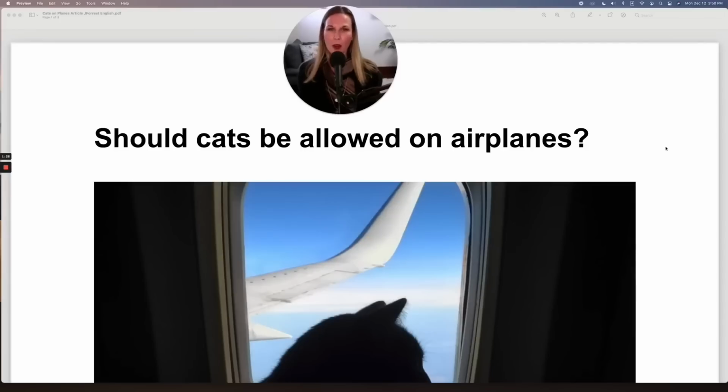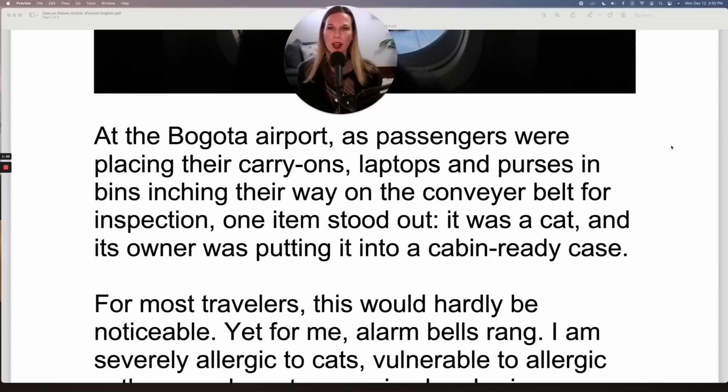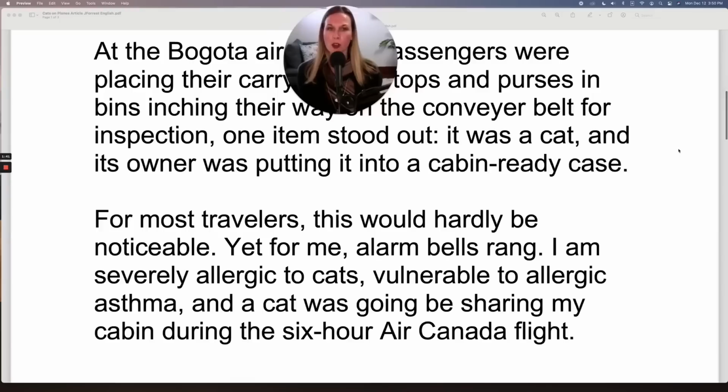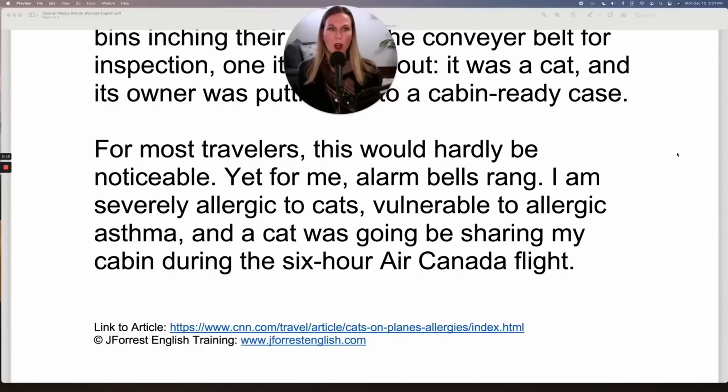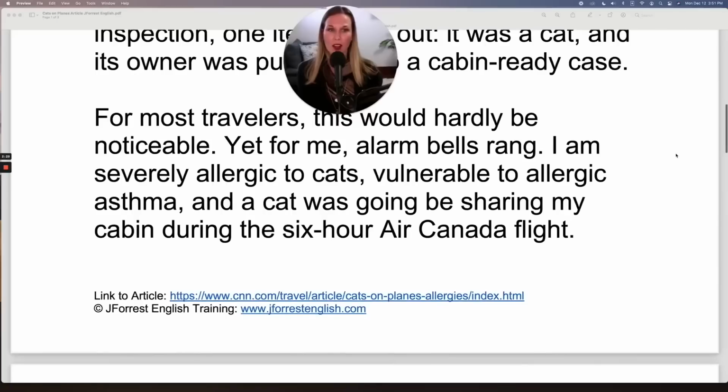Should cats be allowed on airplanes? At the Bogota airport, as passengers were placing their carry-ons, laptops, and purses in bins, inching their way on the conveyor belt for inspection, one item stood out. It was a cat, and its owner was putting it into a cabin-ready case. For most travelers, this would hardly be noticeable. Yet for me, alarm bells rang. I am severely allergic to cats, vulnerable to allergic asthma, and a cat was going to be sharing my cabin during the 6-hour Air Canada flight.